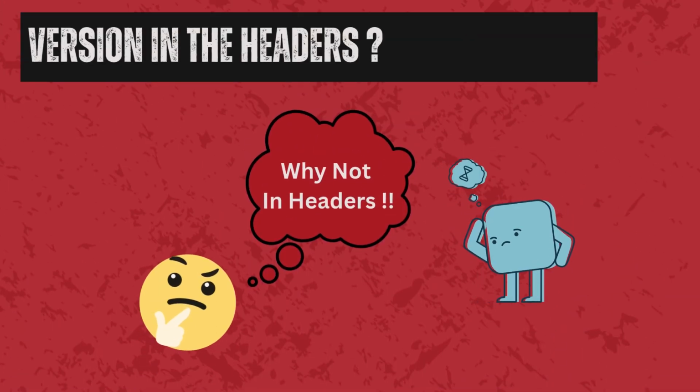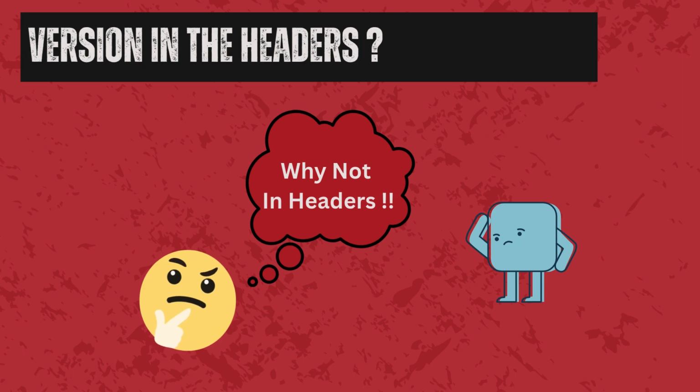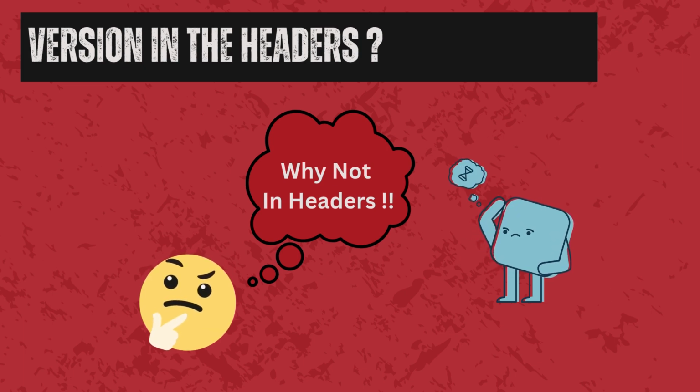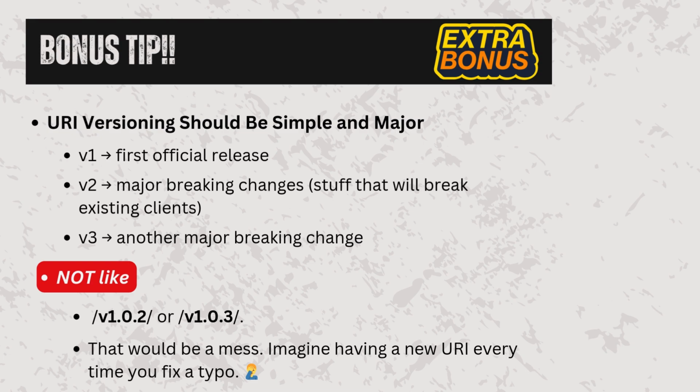Because headers are easy to ignore, and URI versioning is more explicit and cache-friendly. Bonus tip: use major versions only in the URI, that is v1, v2, and so forth. Patch versions? Leave those to your changelog or your API documentation.